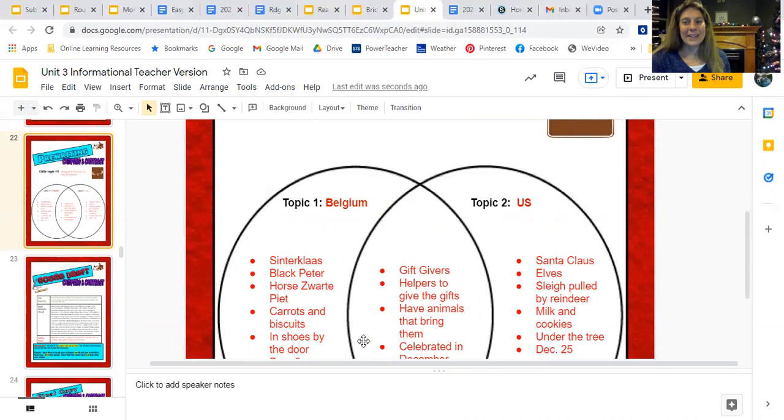I know you can do it, writers. Get out there and start showing me that you can compare and contrast with your writing and your topic.